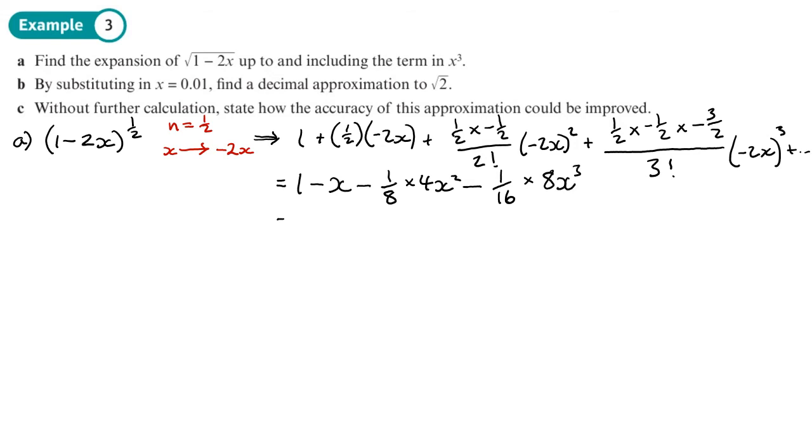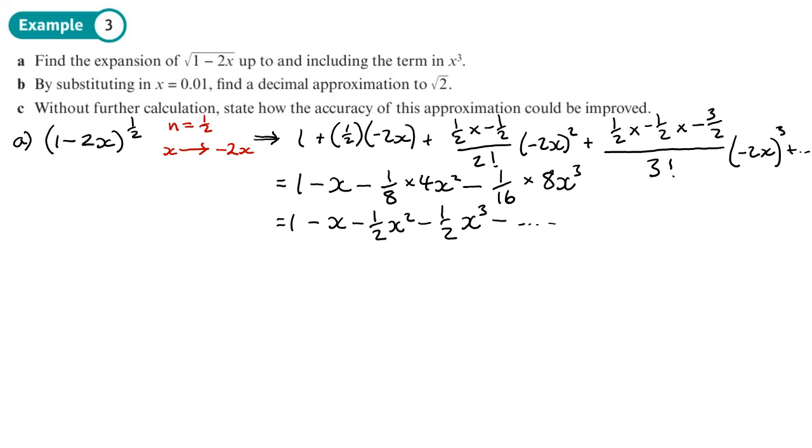And we'll simplify that even further. 1 minus x, an eighth of 4 is a half, so we've then got minus a half x squared, and then 1/16 of 8, well that's going to be a half again, so minus a half x cubed is going to be our expansion.